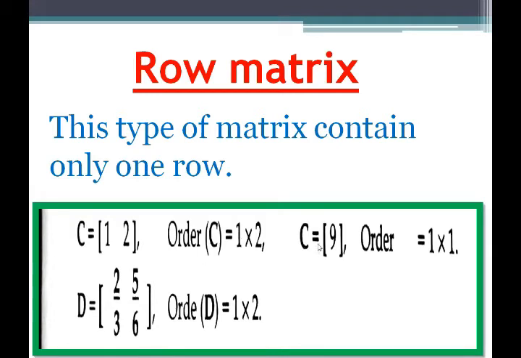Now another example, C is equal to 9, only 9. The matrix is only 9. So how many rows here? One row, one column. So row is 1 here. So we call it a row matrix.